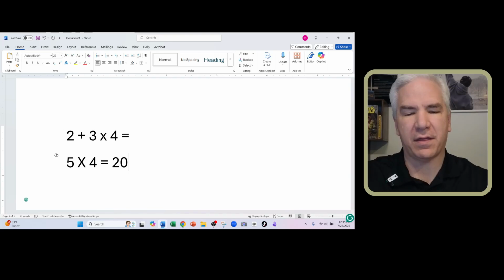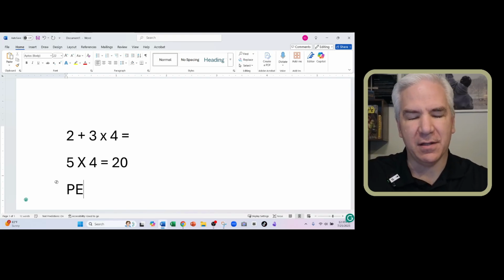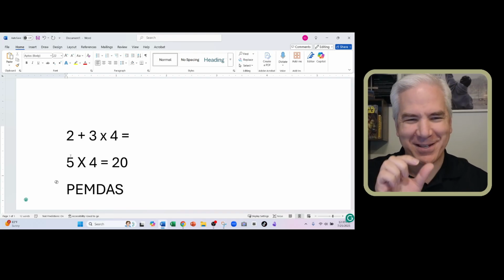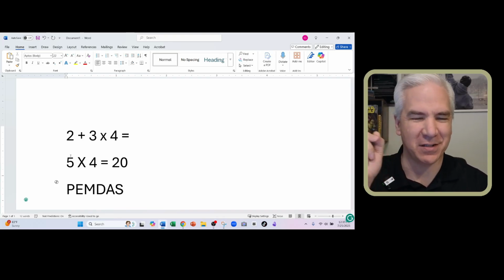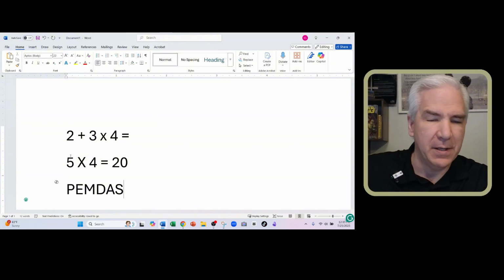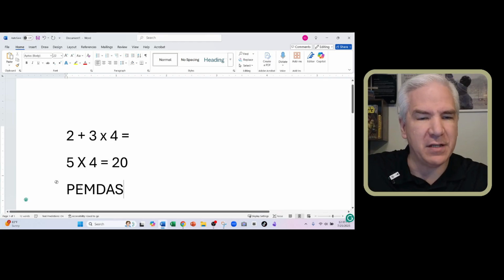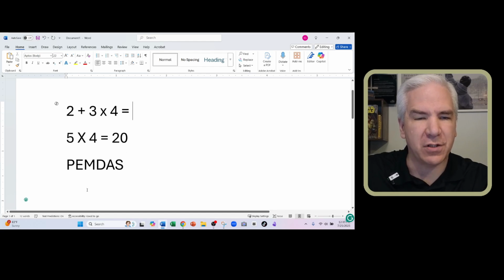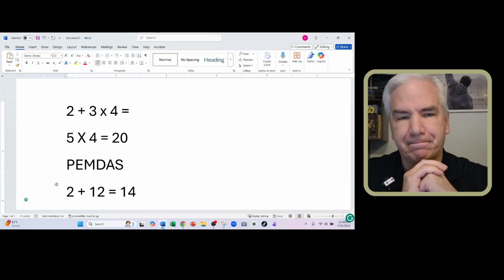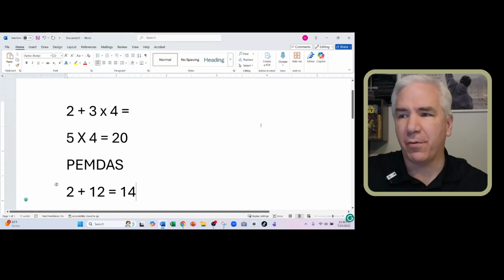Now, the problem is with math, the order of operations is PEMDAS, which stands for parentheses, exponents, multiplication, division, addition, and subtraction. This is the order that people use to make sure that they're going to get the correct answer. In our math problem, we don't have any parentheses or exponents, so we can skip that, and multiplication is what we should do first. So our math problem ends up looking like this: it should be 2 plus 3 times 4, which is 12, and that answer is going to be 14. This is why the order of operations matters.